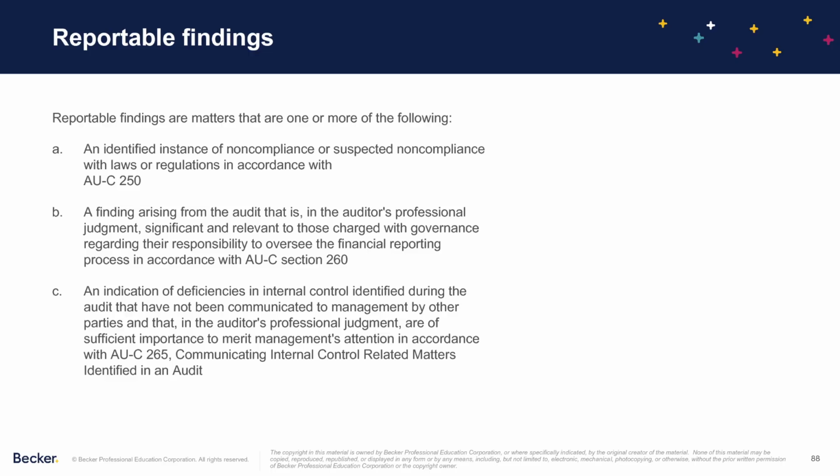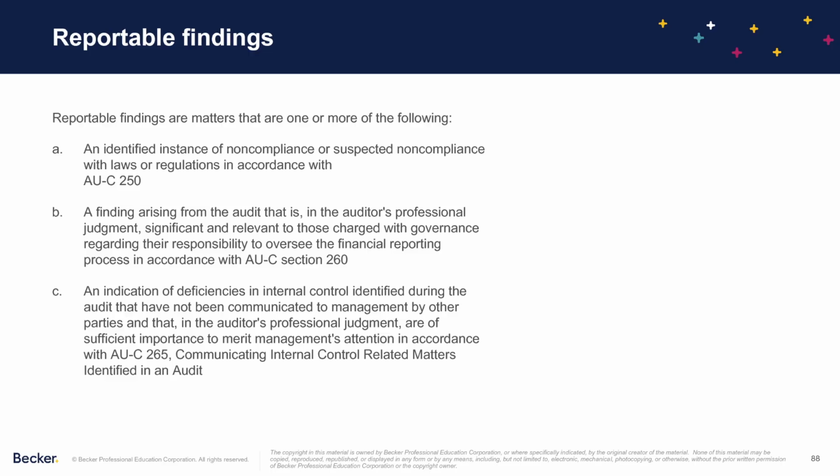Or an indication of a deficiency in internal control identified during the audit that has not been communicated to management by other parties and that in the auditor's professional judgment is of sufficient importance to merit attention in accordance with AUC 265, communicating internal control related matters, right? So think of those significant deficiencies, material weaknesses that have not been communicated to management by other parties that the auditor believes requires that communication. All of these are examples of reportable findings.